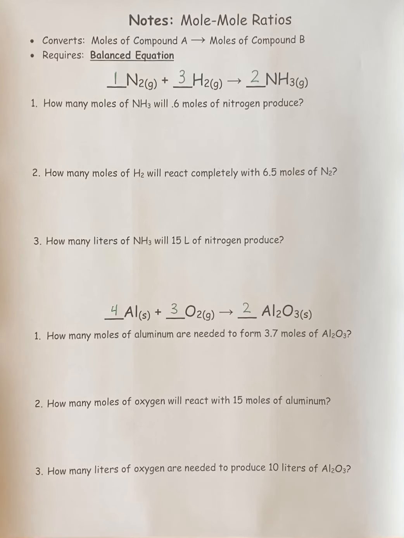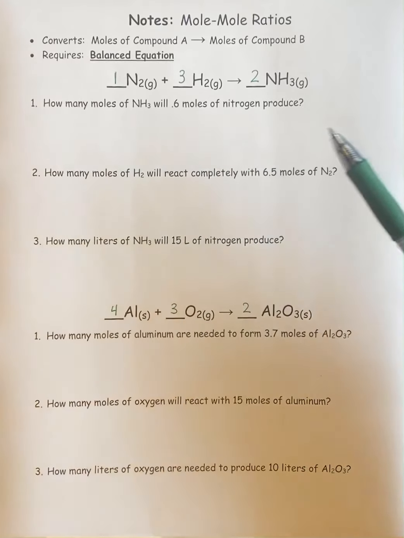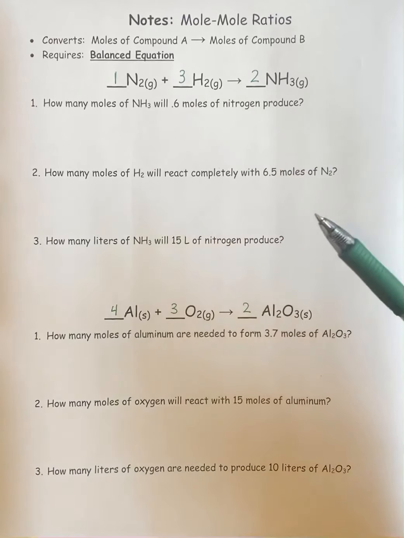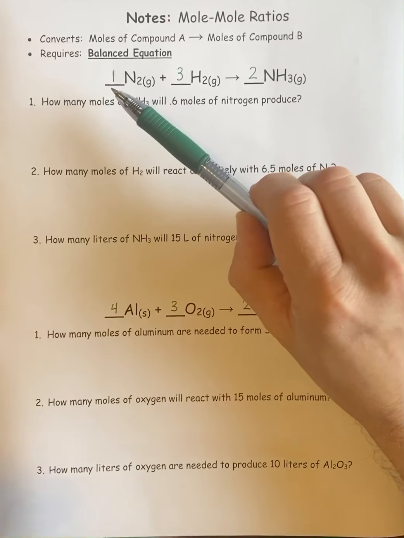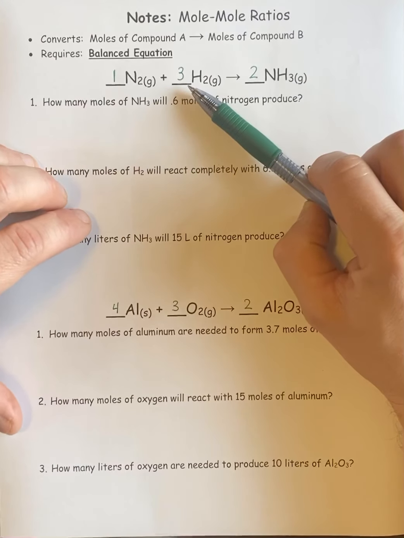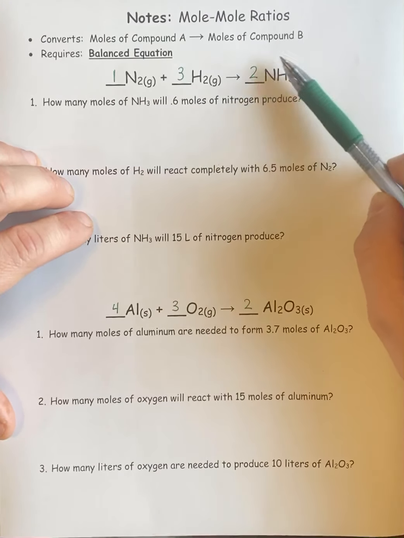In this video, we are going to learn how to do mole-mole ratio problems. And what that really means is that we are going to figure out how many moles of each individual reactant or product we're going to need in the proper ratio. It's basically like if you were to use a cooking recipe, right? This pretty much says, one nitrogen plus 3 hydrogen molecules make 2 NH3 molecules.